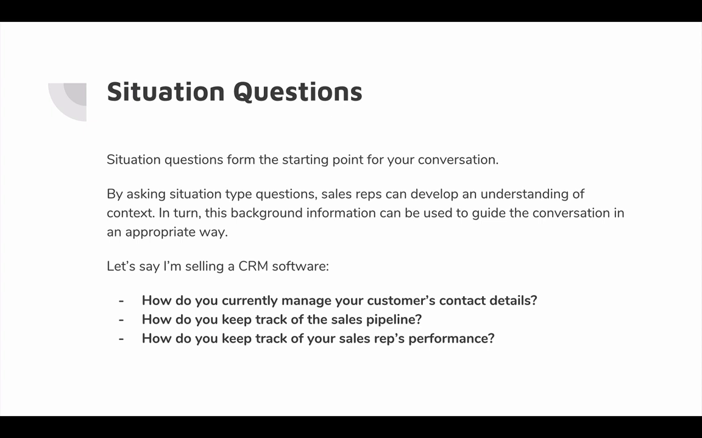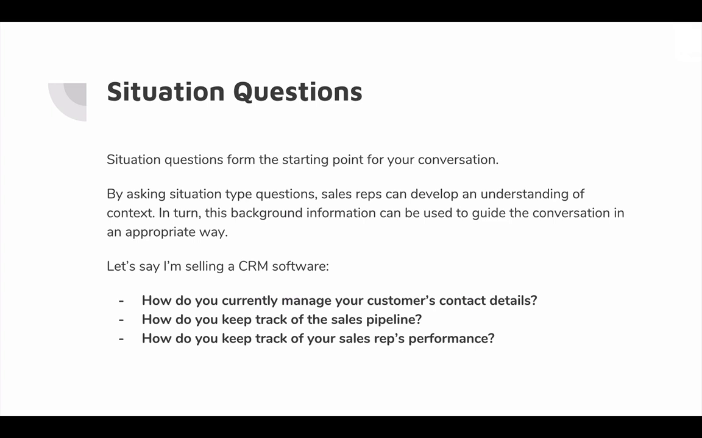So the first one is situation questions, and these are the first type of questions that you should start off with, the more broad range. You want to use these to get into the next stage of questions to narrow down what your prospect actually wants out of your product and how to get them motivated. For this example, I'm going to say I'm selling a CRM software, and one of the questions that I will ask as a situation question is, how do you currently manage your customers' contact details? How do you keep track of your sales pipeline? How do you keep track of your sales reps' performance?